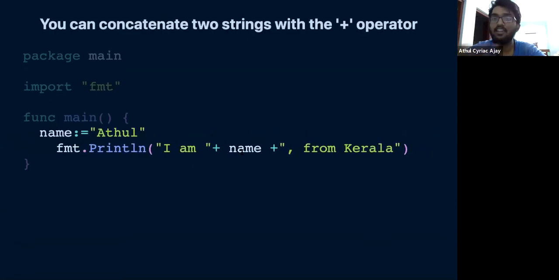And for string, I guess this was your question: string concatenation. Just the same as in C and similar languages, we can use it for string concatenation. Okay, if you want to use an integer within a string, you have to convert the integer into a string. I'll send you the code for that after this. This will just print, I am Atul from Kerala. That's all.